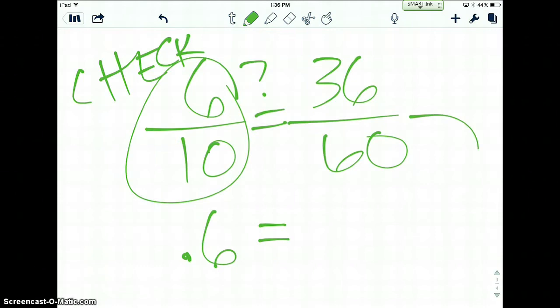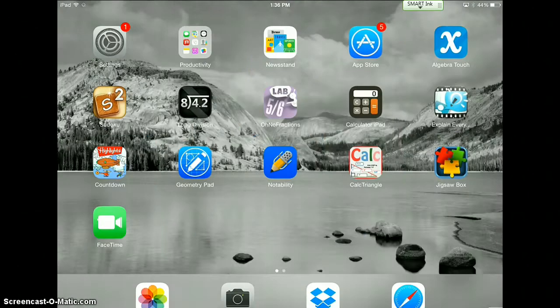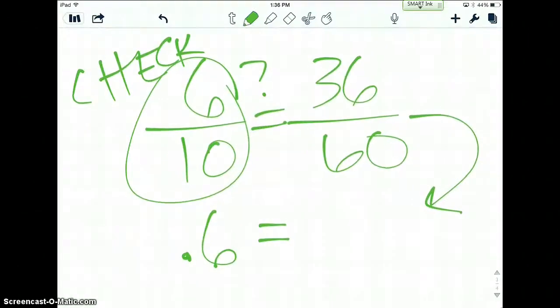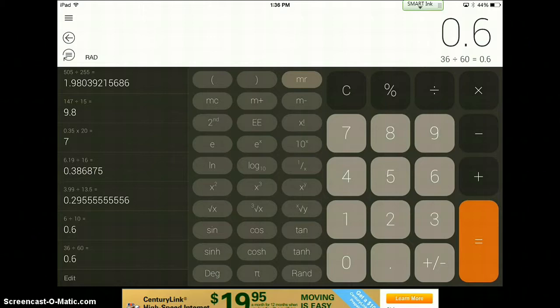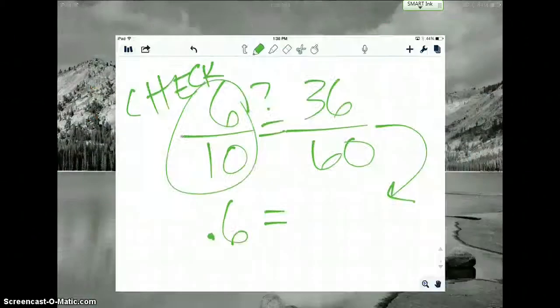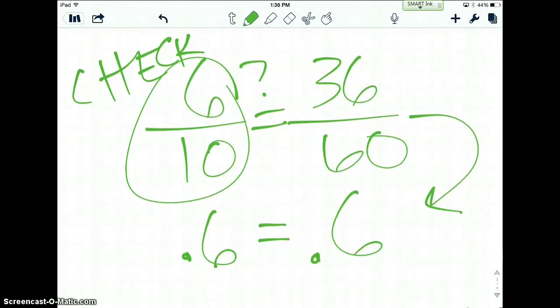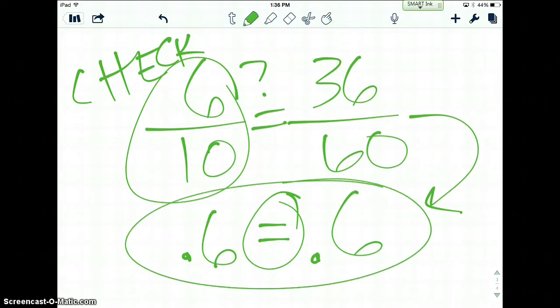And is that the same thing as my other side? So 36, I'm going to go here, calculator, 36 divided by my denominator of 60. And I end up with, oh my gosh, 0.6. Is that a good thing? Does that mean we got it right? Yes, because they were equal to each other. So it does form a proportion.